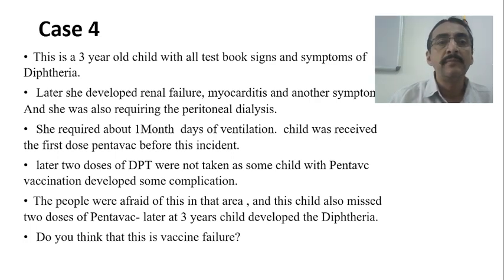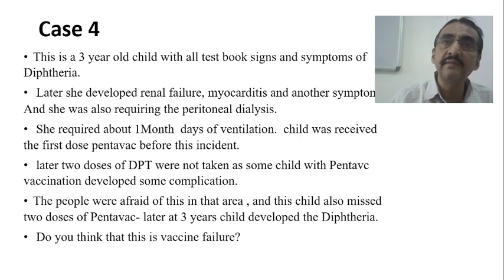But the thing is, before the start of this incident, the child had received 1 dose of DPT, or nowadays it is Pentavac. The child received only 1 dose, maybe in the first month or maybe in the second month, details are not available. Later the other 2 doses of DPT were not given. Actually, for DPT or Pentavac we have 3 doses, at 1.5, 2.5 and 3.5 months.